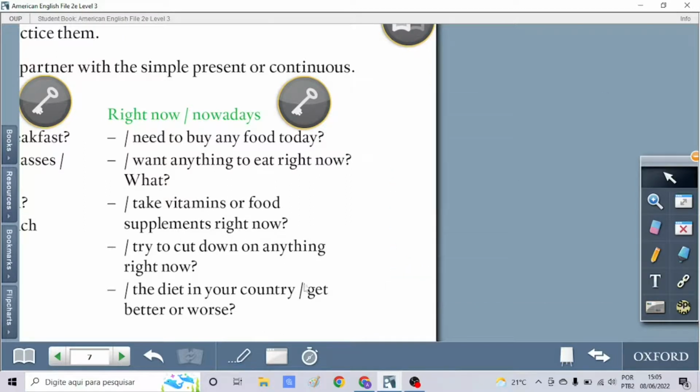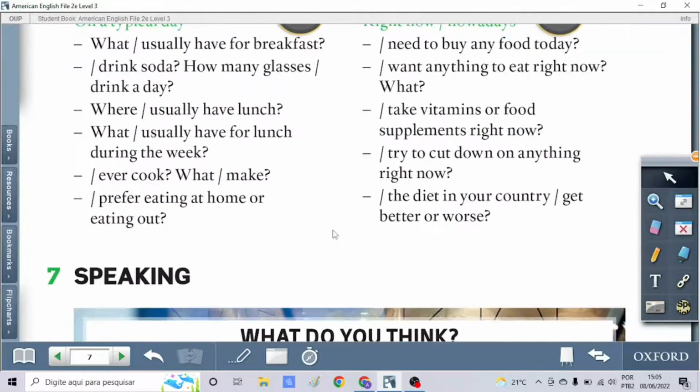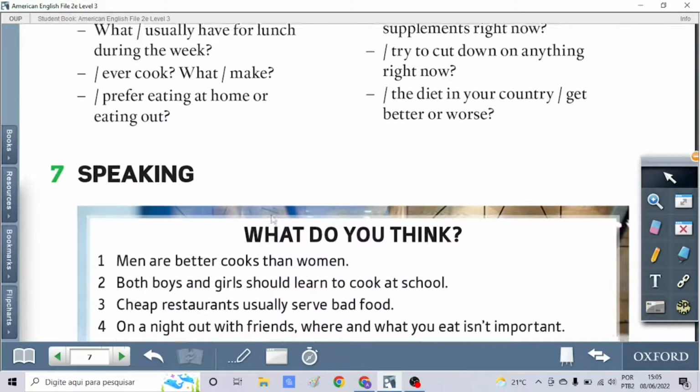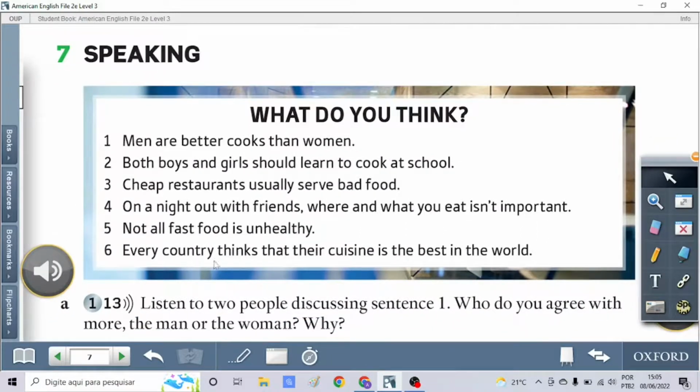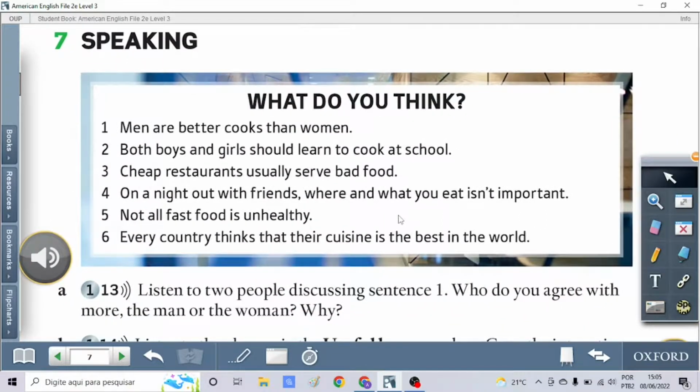Okay, excellent. Very well, guys. Now, let's go to activity 7. This is a speaking activity. So please, what do you think? You can write in your notebook your answers if you like.